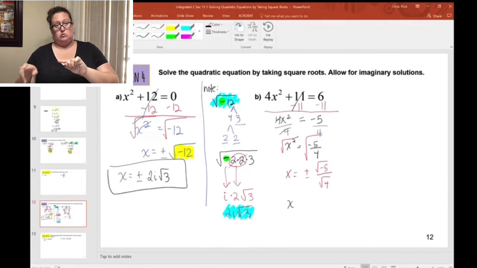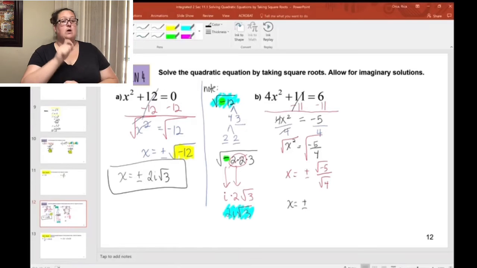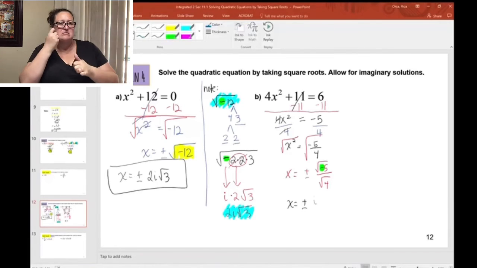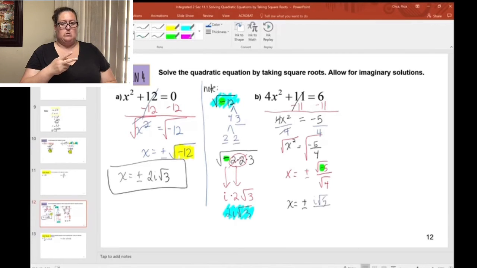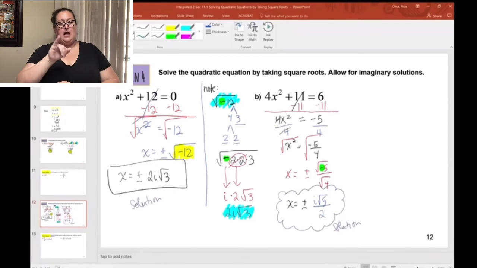So that's x is equal to plus or minus. We have the negative under the radical. Remember that negative turns into i, so let's go ahead and pull it outside. Radical 5, i radical 5. And the square root of 4 is 2. So our final solution is x equals plus or minus i radical 5 over 2. Let's move on and do another problem.